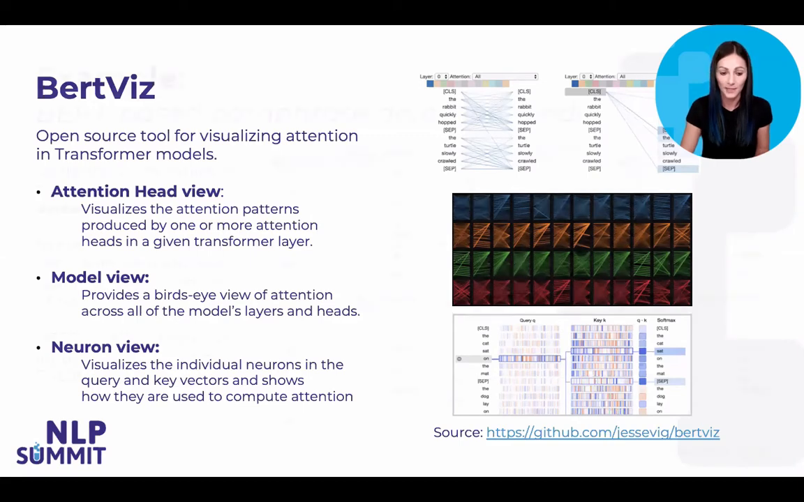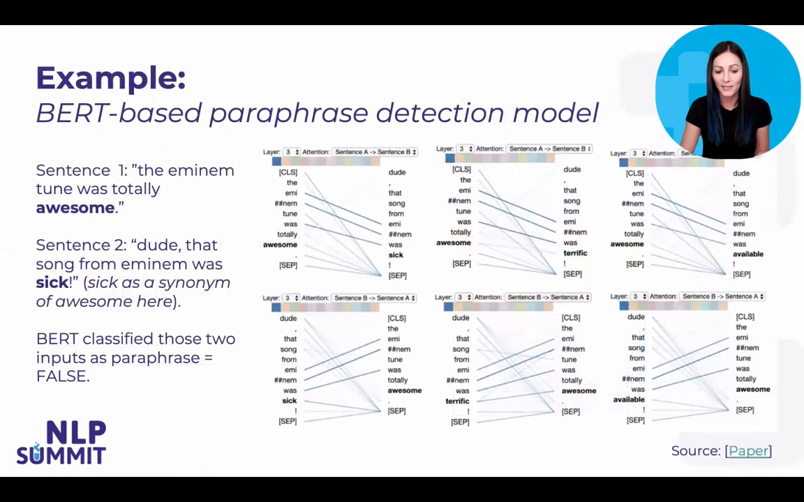So let's actually do this. And here's just one example if you're interested in how you can use that to detect certain things. In this paper about the visualization of BERT, the authors use a sample like "the Eminem tune was totally awesome," and a second sentence, "dude, that song from Eminem was sick," with sick in the meaning of awesome. And you can see that the model actually doesn't attend high between awesome and sick. So it doesn't see those terms as being highly correlated, meaning positive. So there's a lot you can see in those visualizations.